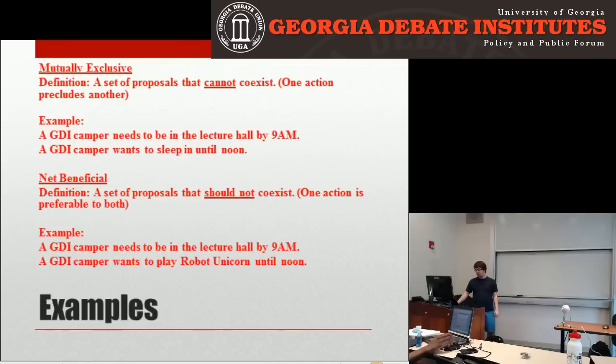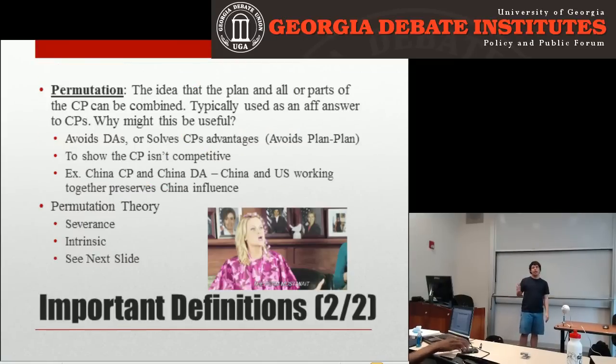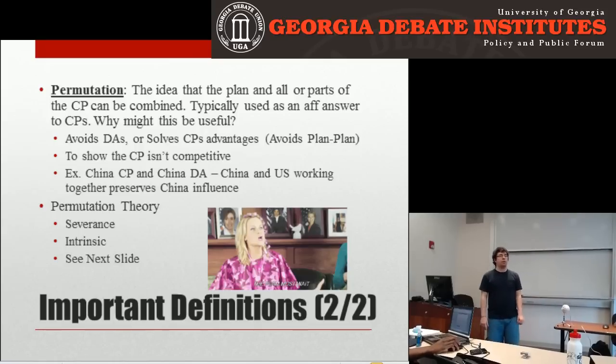Does that make sense? And so that idea of combining the plan and the counterplan is what brings us to this next theoretical concept, which is the permutation, which is just the idea that the plan and all or parts of the counterplan can be combined to create some sort of bigger policy, or permutation.